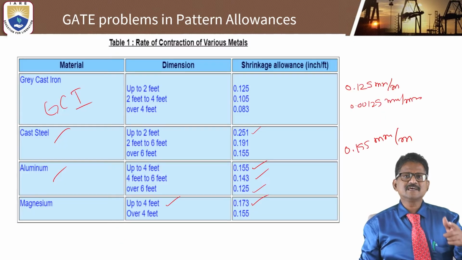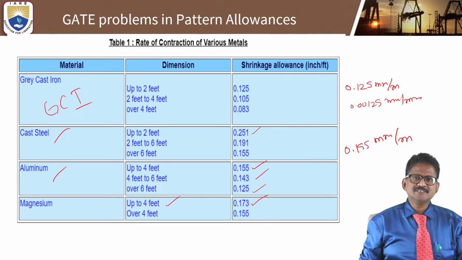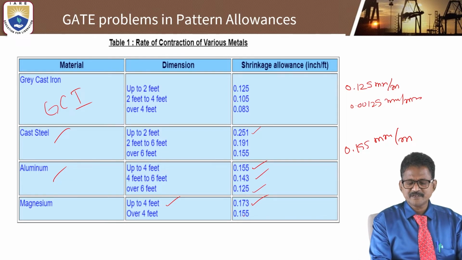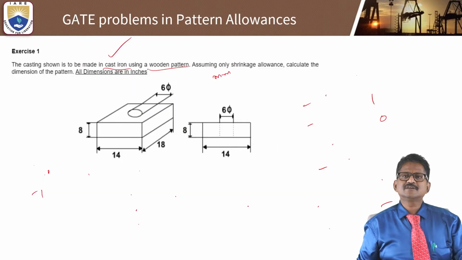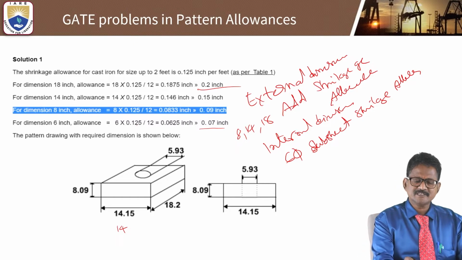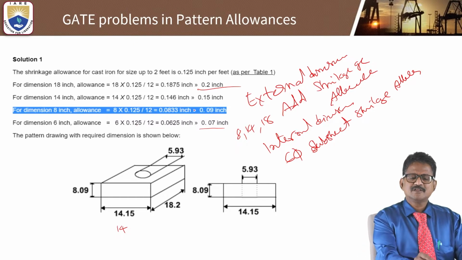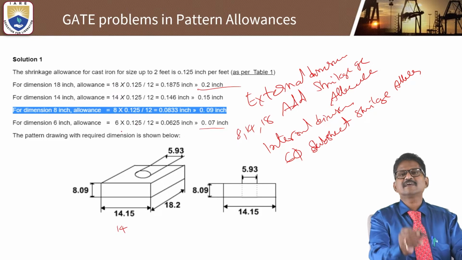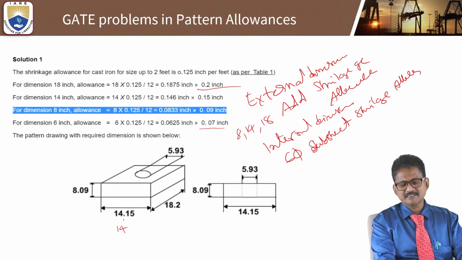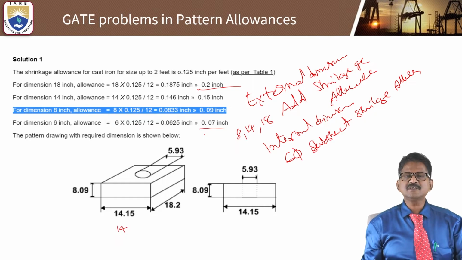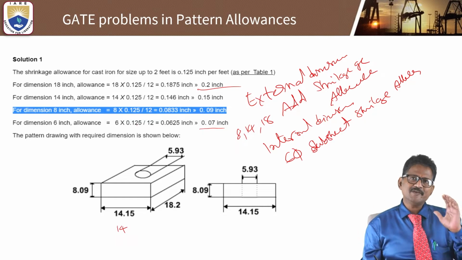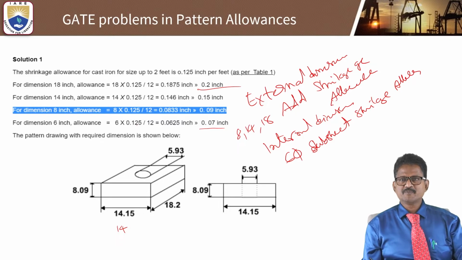Even if you take another material like magnesium, up to 4 feet it is 0.173. Here you multiply 0.173 divided by 12, and like that you can calculate each parameter. You add all the external dimensions and deduct the internal dimensions. This is how you provide the allowances in the different types of problems.